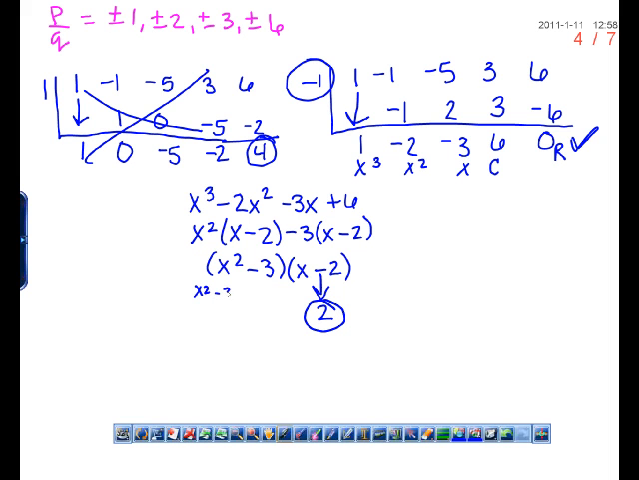Think x squared minus 3 equals 0. X squared equals 3. What's x going to be equal to? Plus or minus, good. Oh wait, square root of 3.